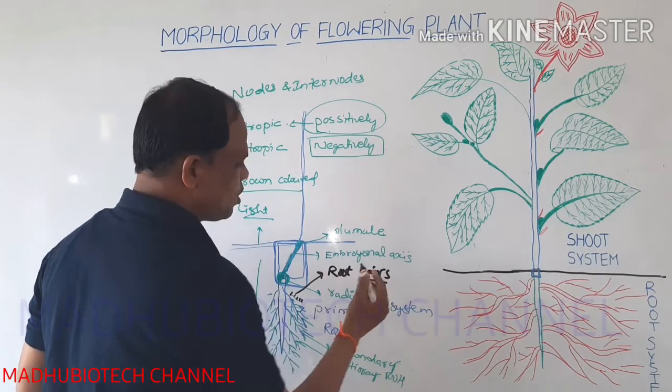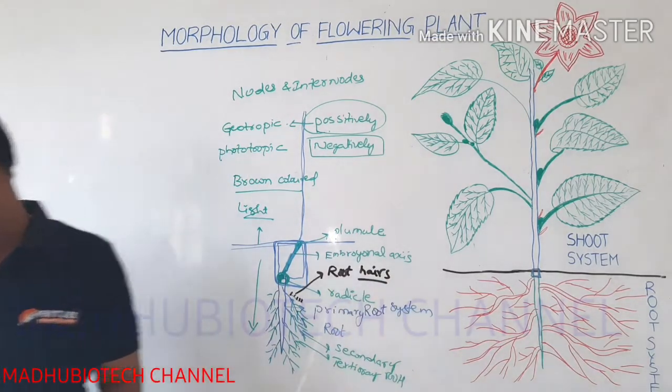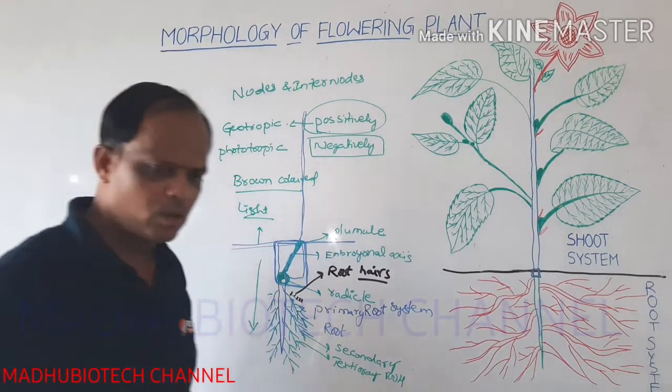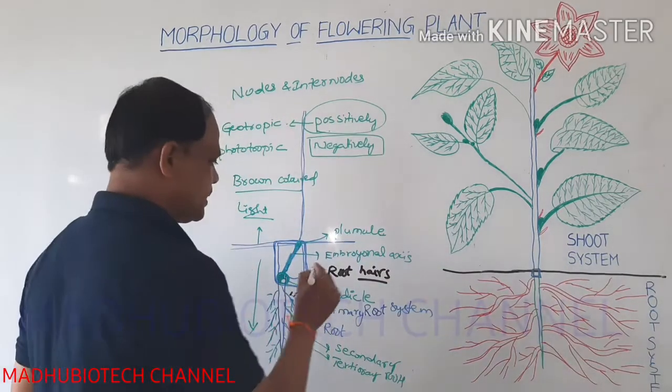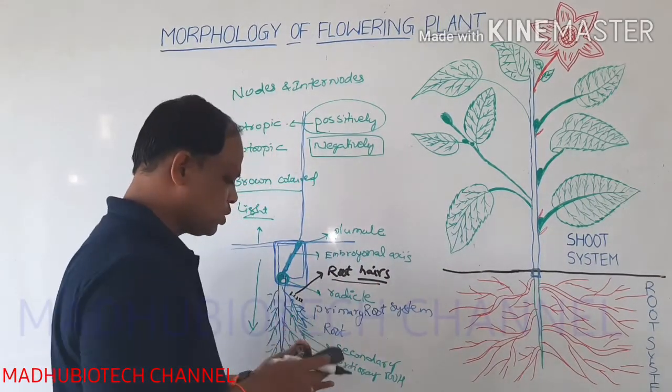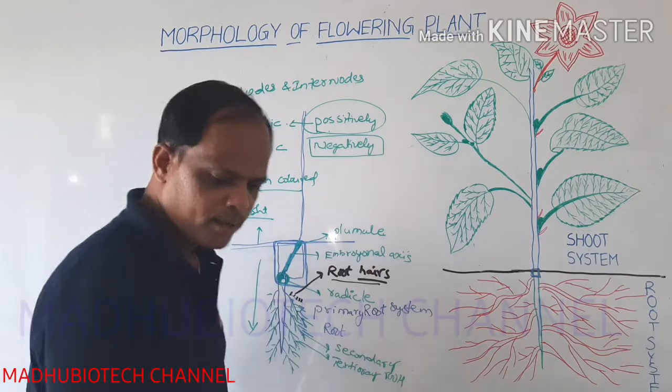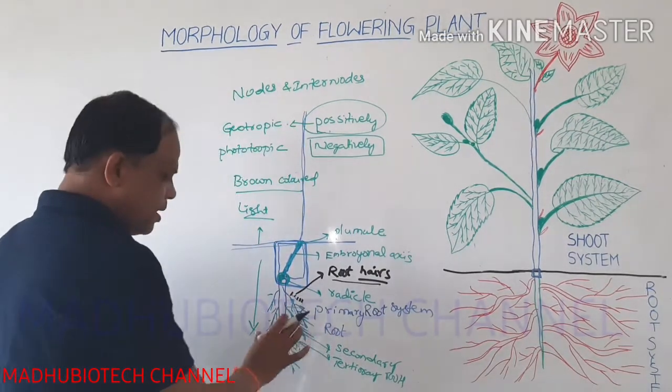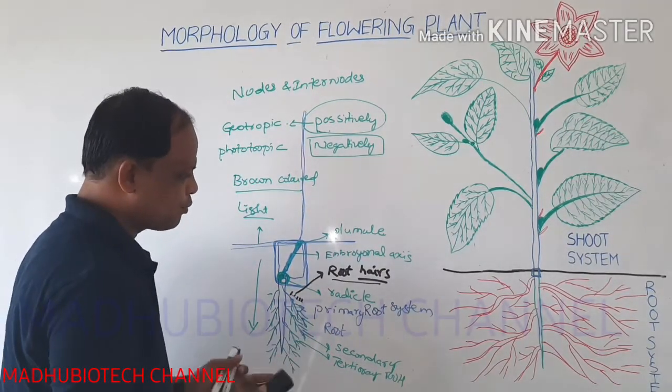These are called root hairs, and this is the main important structure of roots.